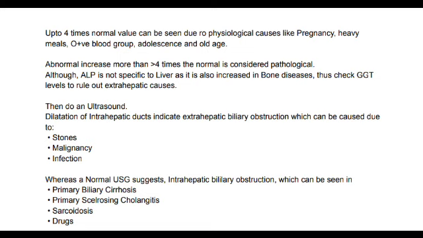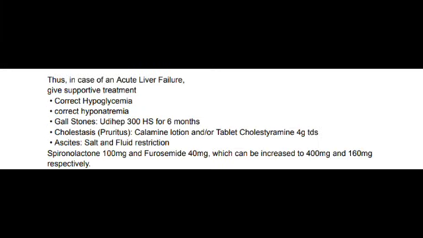So if we see dilatation of the intrahepatic ducts on ultrasound, it means that there is presence of extrahepatic biliary obstruction, and this can be caused mainly by stones, malignancy, or infection. And if the ultrasound is normal, then it suggests that the obstruction lies within the liver, that is intrahepatic biliary obstruction. And the most common causes of this condition are primary biliary cirrhosis, primary sclerosing cholangitis, sarcoidosis, and drugs.